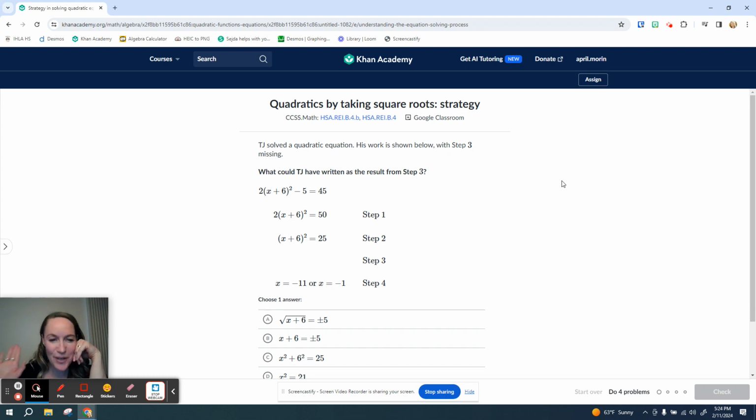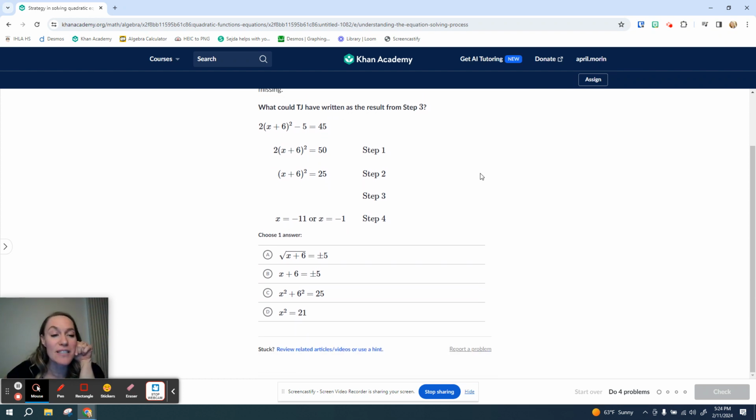Let's see what we need to do. His work is shown below. With step 3 missing, what could TJ have written as the result from step 3? Okay, this isn't too bad. This isn't finding the mistake, because sometimes I'm like, what's the mistake? Okay, I know, side note there.